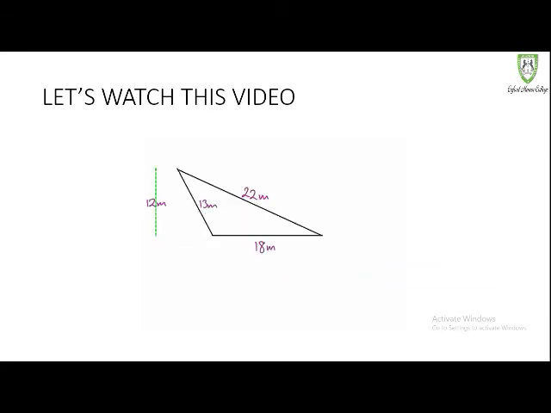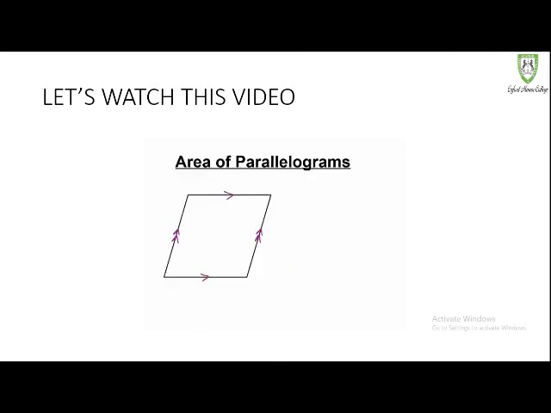In this final example, we have a base length of 18 and a perpendicular height of 12, which means that we can ignore the other two measurements. They're not required. So the area is 18 times 12, then halve your answer, giving us a final answer of 108 metres squared.